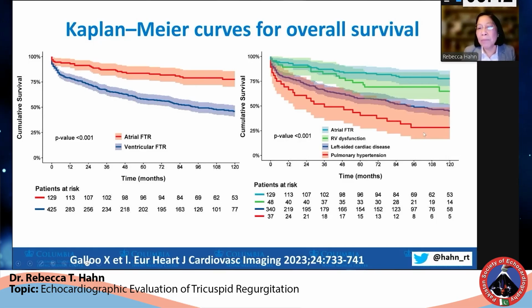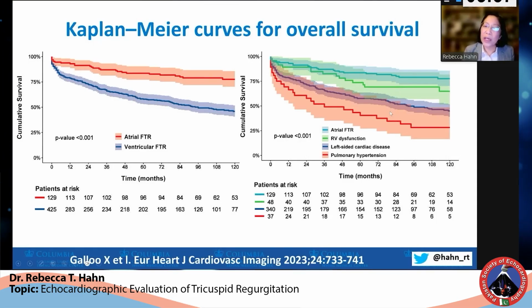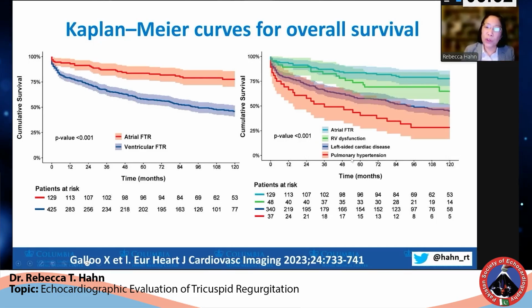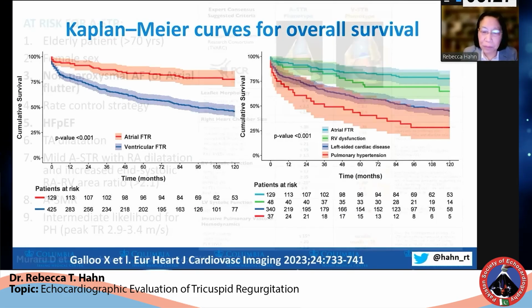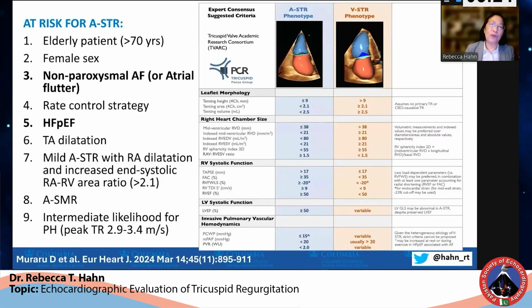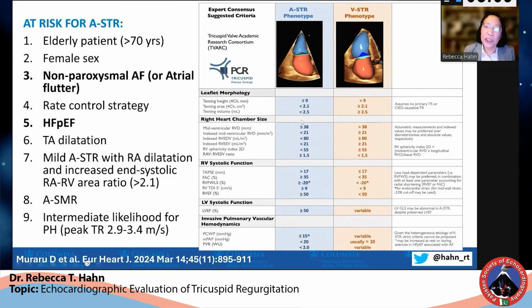And indeed, amongst the different types of ventricular secondary disease, again, a graded response that you can see here to cumulative survival, with the worst outcomes in those patients with pulmonary arterial hypertension. We've attempted, through both the PCR tricuspid focus group as well as the tricuspid valve academic research consortium, to devise various echocardiographic criteria to separate out atrial from ventricular secondary disease.